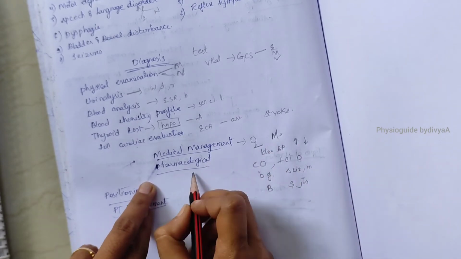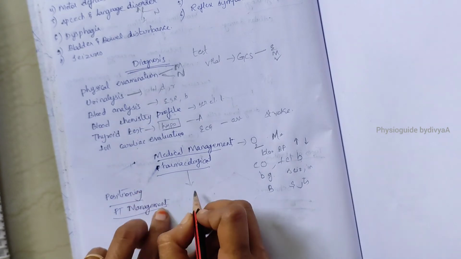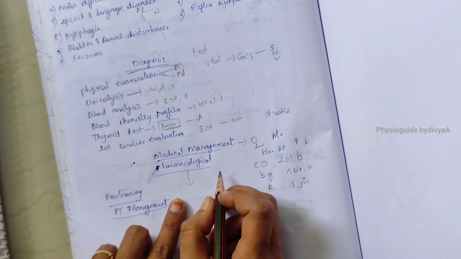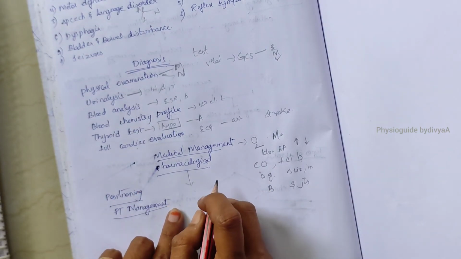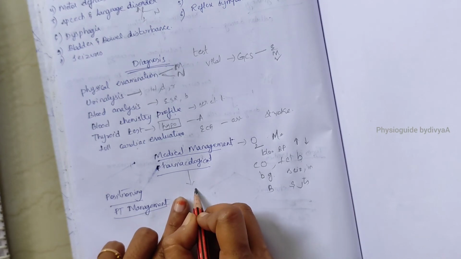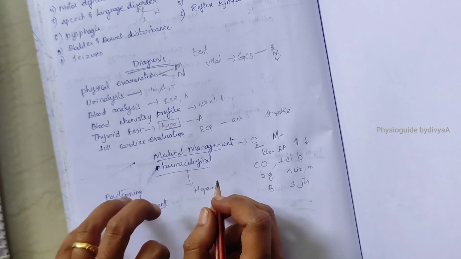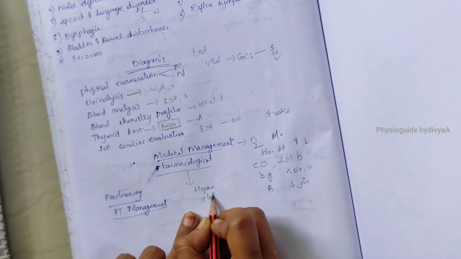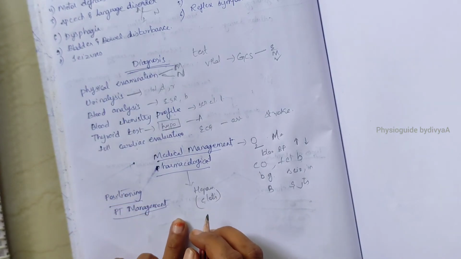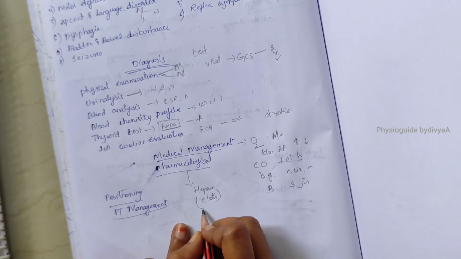Next, pharmacology. What medications need to be given? Heparin, which is anticoagulant therapy. Heparin is used to improve perfusion and reduce the risk of clots. Next, aspirin for antiplatelet therapy.